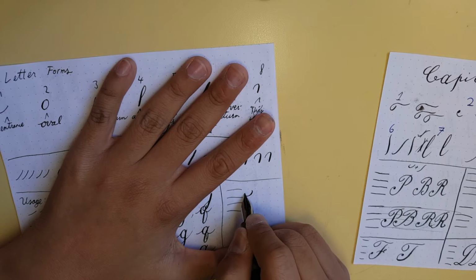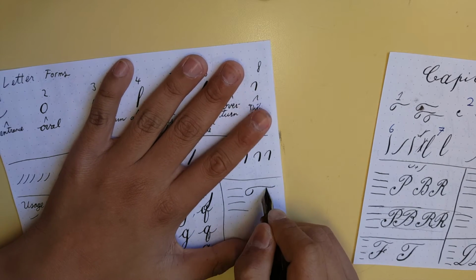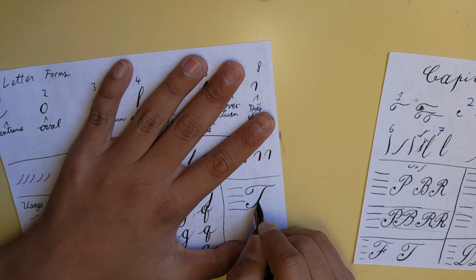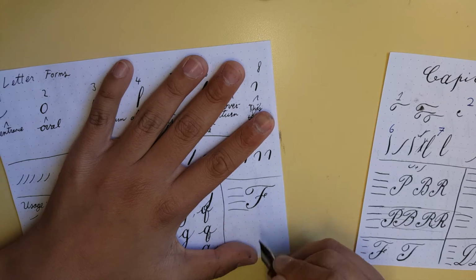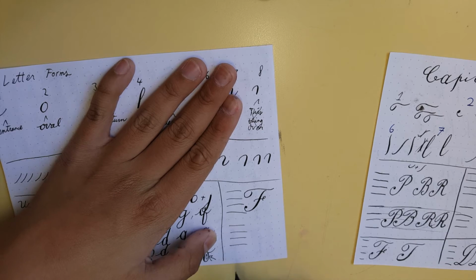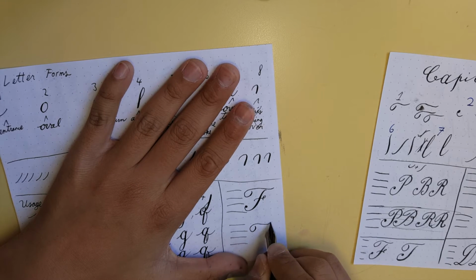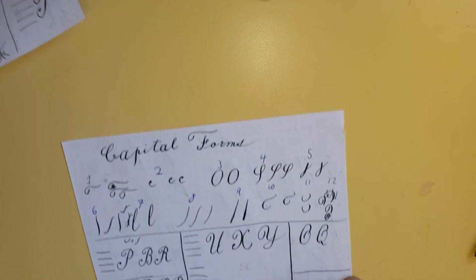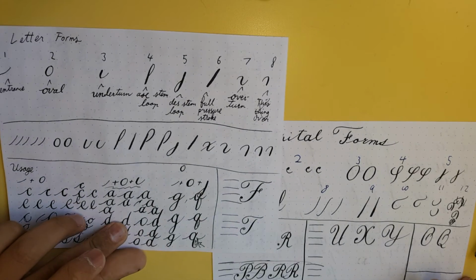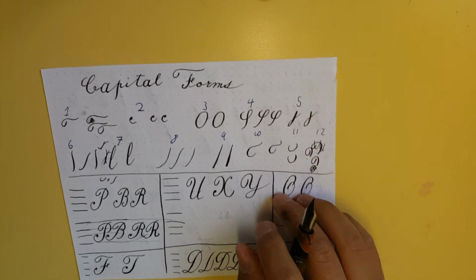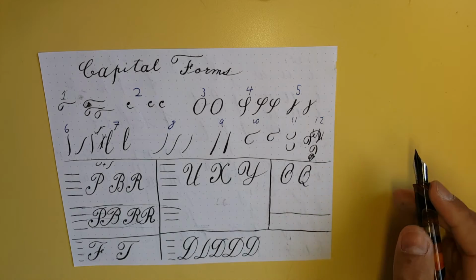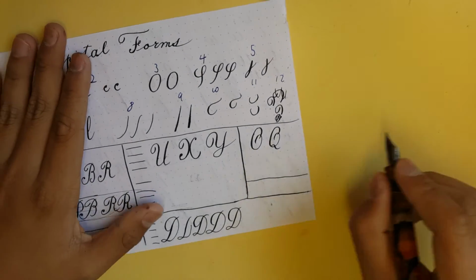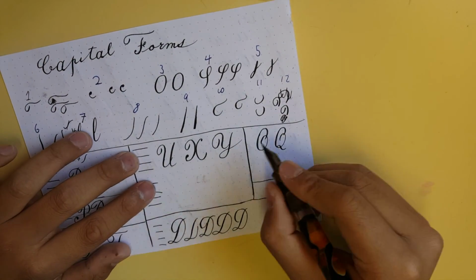F looks like that, and we have a compound curve. And this cross stroke. And T is basically F, but there is no cross stroke. Got that? Okay, practice F and T 5 times each as well. Okay, done? Right, U, X, and Y.